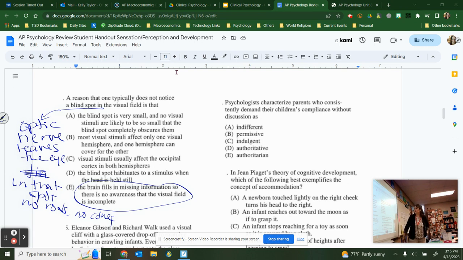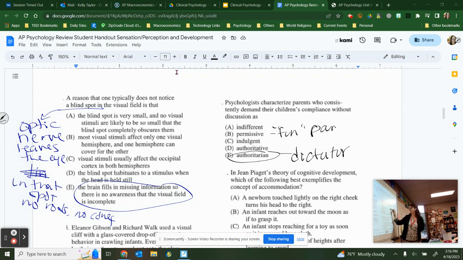All right. Psychologists characterize parents who consistently demand that their children be compliant without discussion. Keyword here is without discussion. You need to follow the rules, and it's not up for debate. So this is a dictator type parent. Which one is it? Authoritarian. Permissive is the fun parent. Authoritative, usually there's some communication here. There's communication and there's fairness.